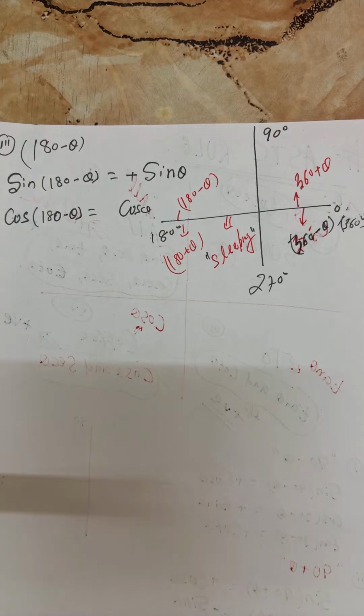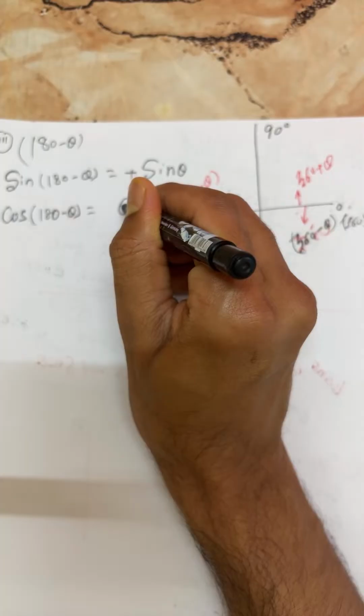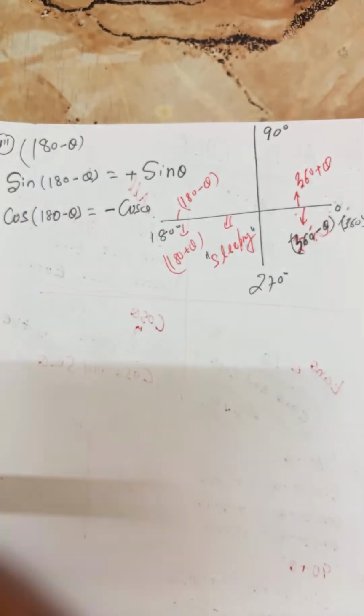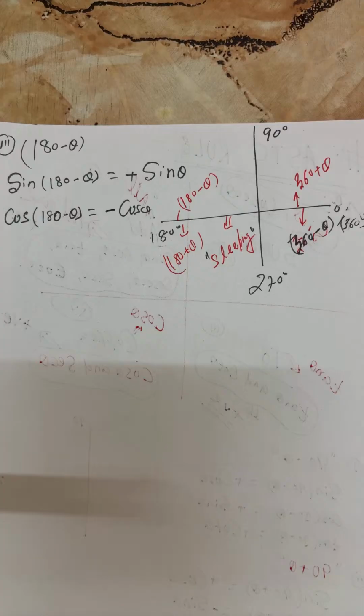So cos 180 minus theta: you are in the second quadrant, and in the second quadrant cos will be negative. I said add sugar to coffee: sugar implies sin theta. In the second quadrant, only sine and cosec are positive. The remaining four functions are negative. So cos of 180 minus theta will be negative, cos theta will be negative.